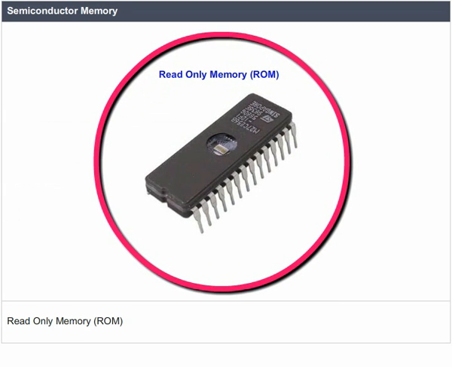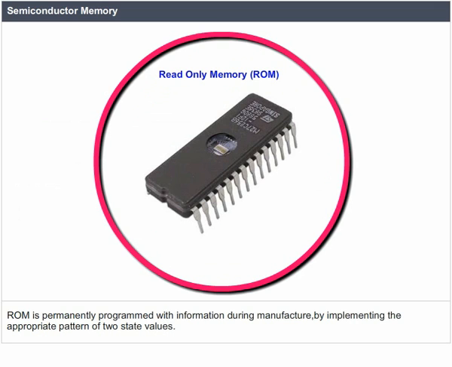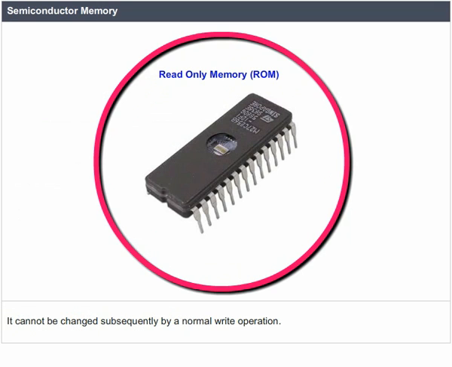Read-only memory, ROM. It is completely non-volatile. ROM is permanently programmed with information during manufacture by implementing the appropriate pattern of two state values. It cannot be changed subsequently by a normal write operation. It is mainly used to hold those programs which are required permanently.